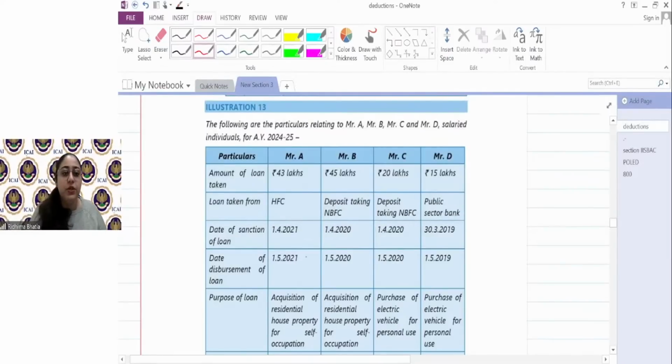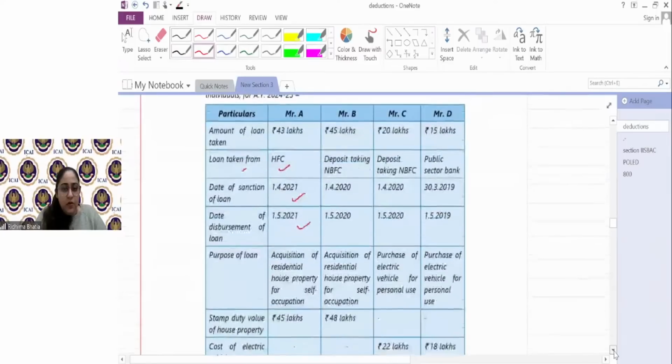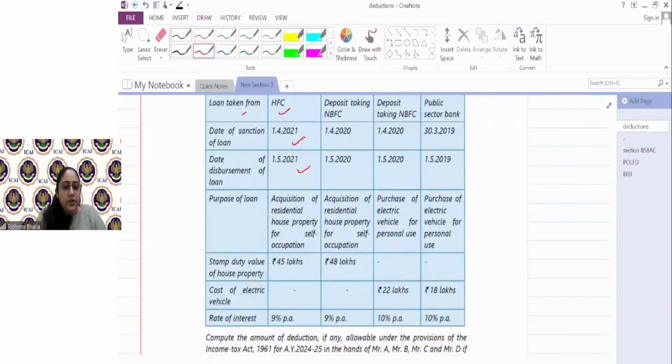In this question, you are given an amount of loan from respective people, and interest has been given, date of disbursement has been given, stamp duty value, etc. All the things have been given basically to check all the conditions. Now let's start with Mr. A. Mr. A has taken a loan from an HFC. Date of sanction of loan is 21, date of disbursement is May 21. The purpose is acquisition of a residential house property for self-occupied purpose.